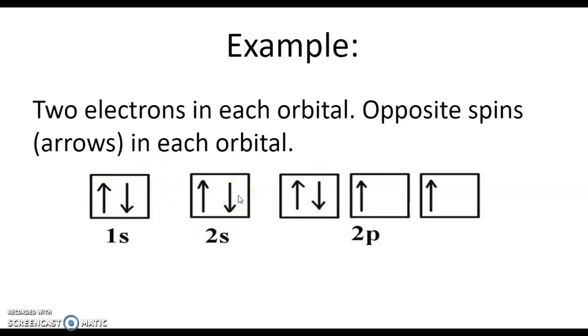You can count how many electrons there are in this to find out what element this orbital is showing. So there's 1, 2, 3, 4, 5, 6, 7, 8. In this case, go ahead and find your periodic table and figure out which one has 8 electrons in a neutral atom.